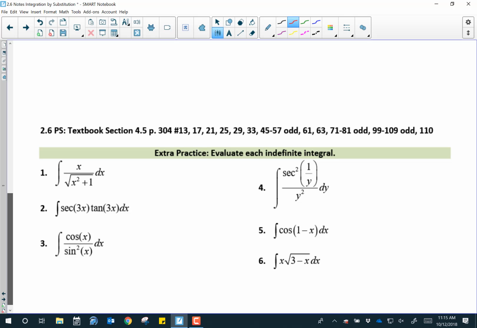So next class, quiz. It's going to have average value on it, the fundamental theorem of calculus 1 and 2, the second fundamental theorem of calculus, and then regular antiderivatives, like indefinite integration, but no substitution. Okay? You're good.